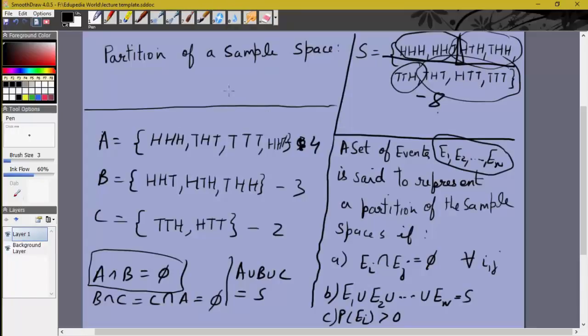One simple corollary of this will be that if S is the sample space and E is a set of events, then E and E complement will always form a partition, because the intersection of E and E complement is phi and the union of E and E complement will be S. So E and E complement always form a partition of a sample space.